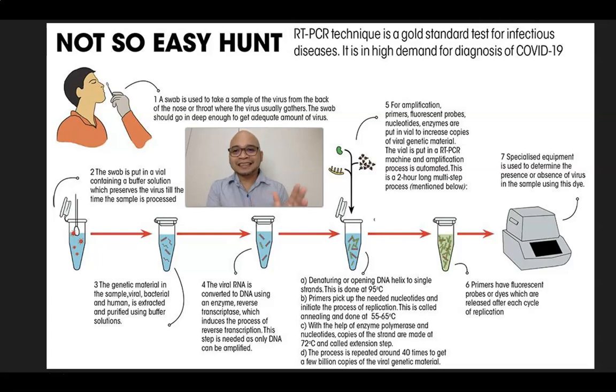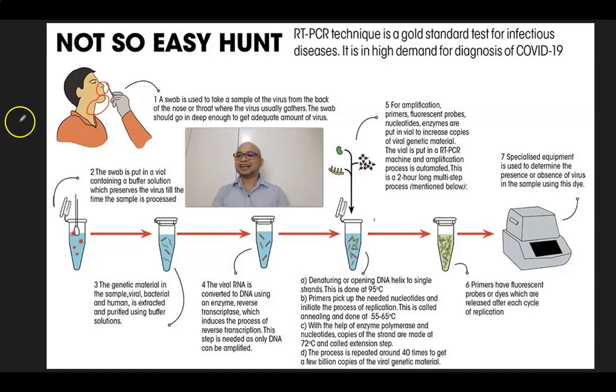In fact, not just is there a high demand for this particular assay, medical technologies have become, of course, price commodities nowadays because we are the ones who perform the RT-PCR. So again, the process: we collect a swab. A swab is used to take a sample of the virus from the back of the nose, the nasopharyngeal swab, or the throat, where the virus usually gathers. So the swab should go in deep enough to get an adequate amount of virus.